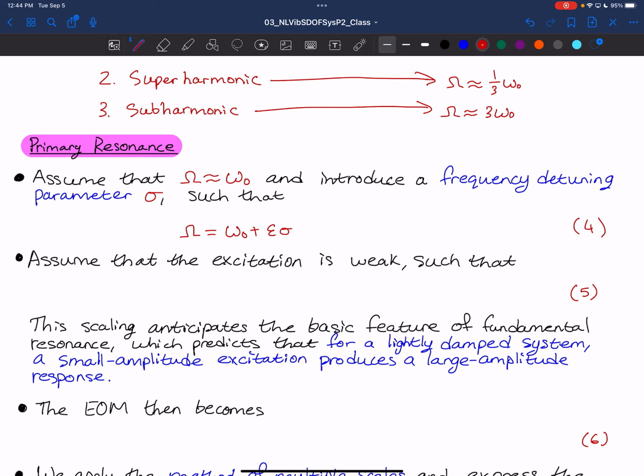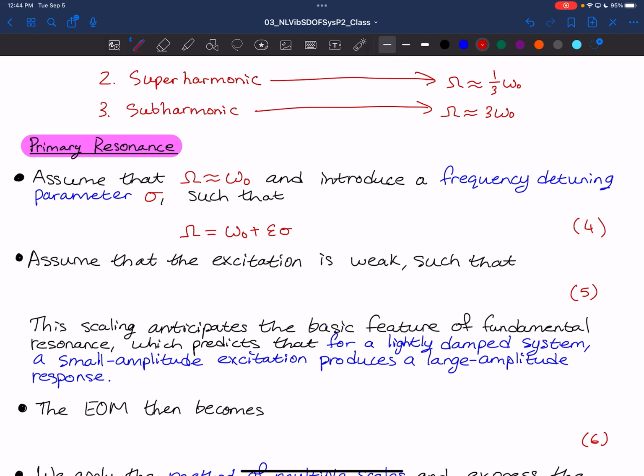So in this case, we can see that sigma is scaled by epsilon such that it becomes small. So it's a small detuning away from omega 0. And then we're going to study the resonance behavior as a function of this sigma parameter.